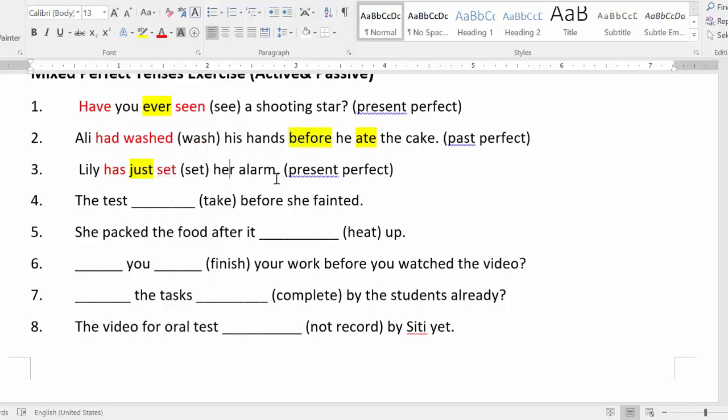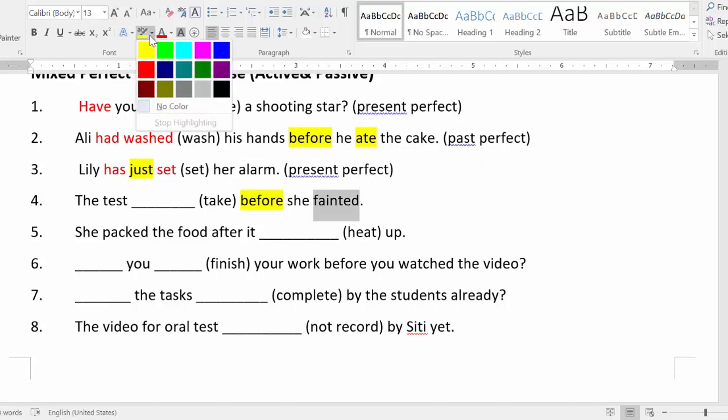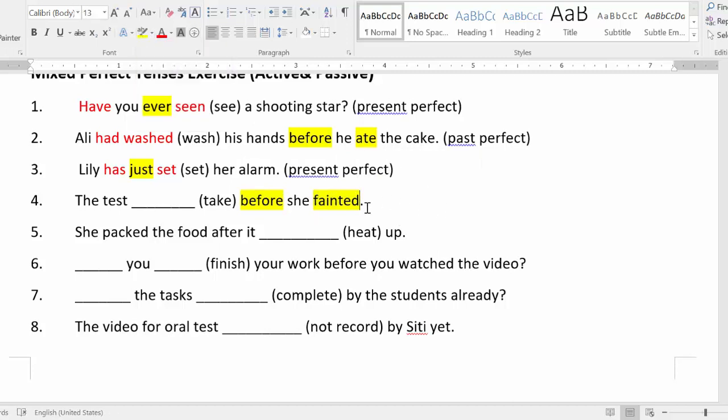Okay, number 4. Your keywords are "before" and "fainted." Fainted is a past tense verb. You see you have a past tense verb here and "before," which shows that there are two actions in a sentence. One happened before another, so it should be past perfect tense.